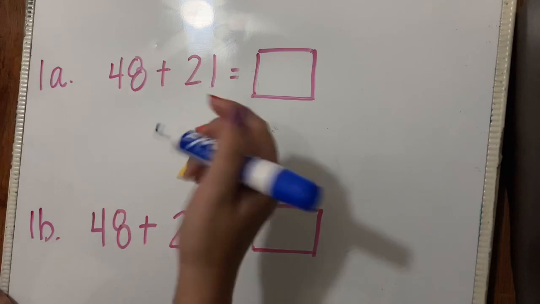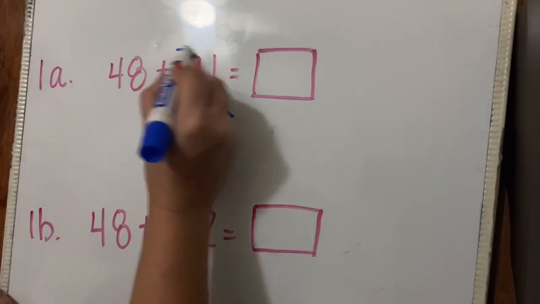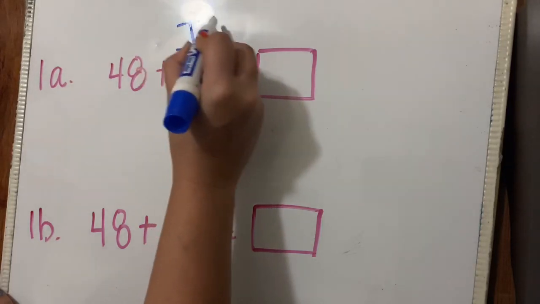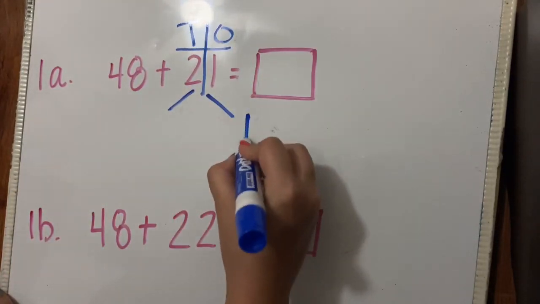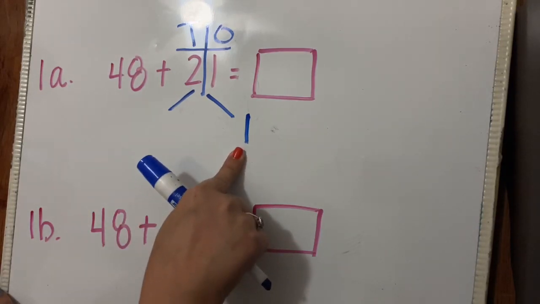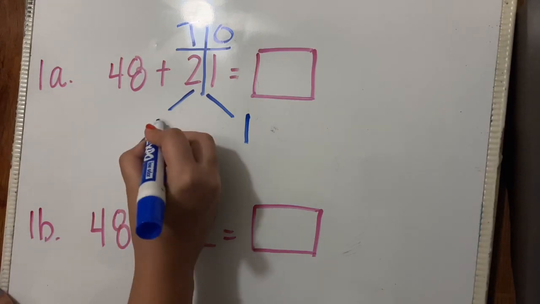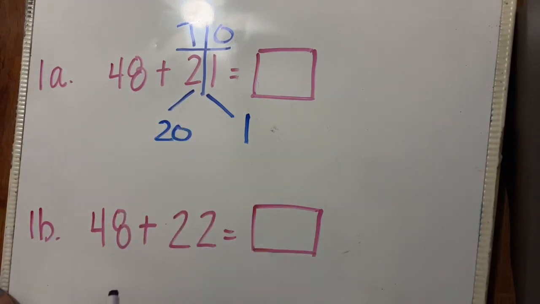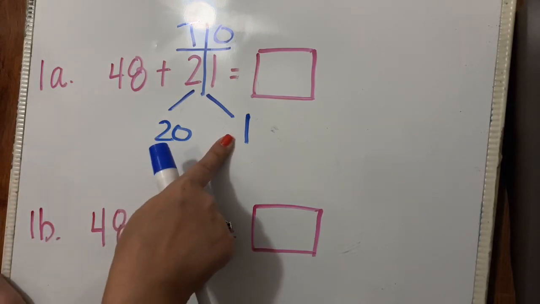So I'm going to take 21. That's going to be my number bond number. I'm going to split it up into my tens and ones if I need help. I have 1, 1. So that's going to go there. And then for my tens, I have two groups of 10, which is the same as 20. Okay. Now I'm going to add my ones first today.